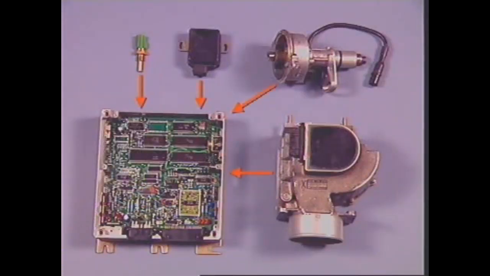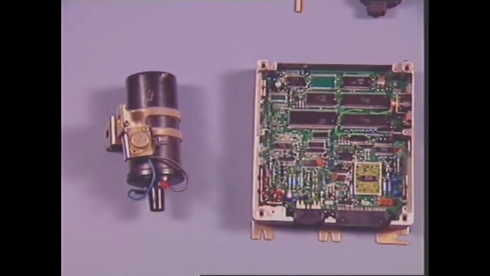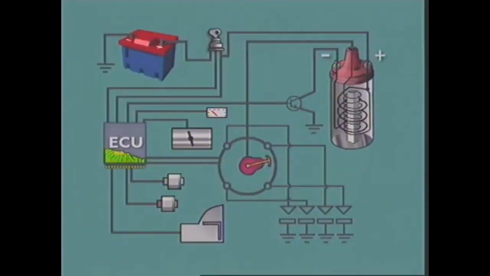After computing data from the various input sensors against the optimum settings for each operating condition recorded in its memory, the control unit determines ignition timing. It then switches the primary circuit on and off by controlling the operation of a power transistor mounted close to the ignition coil. The power transistor has its emitter connected to ground. The collector is connected to the coil negative terminal, and the base is connected to the control module.